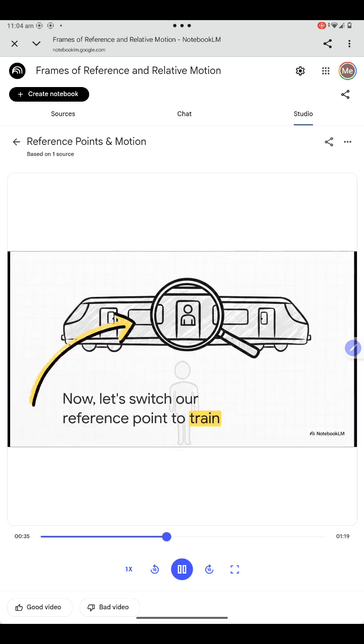But what if we change our reference point? Now imagine if the person or the observer is inside the train, it would appear that the man is moving with a speed of 10 miles per hour.